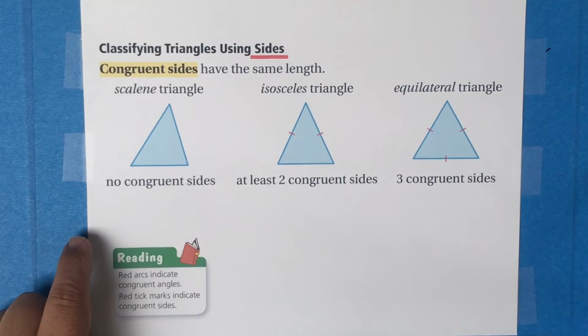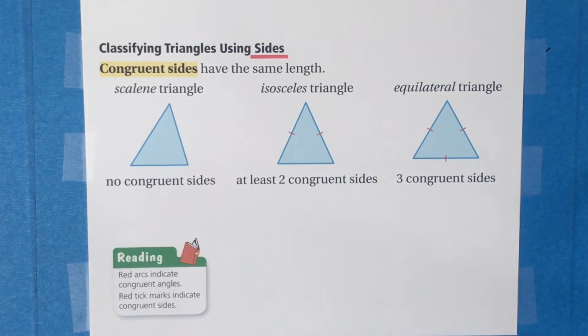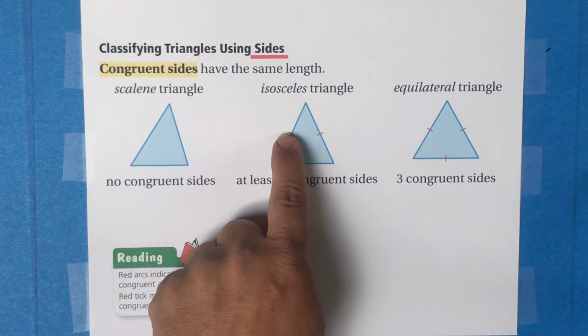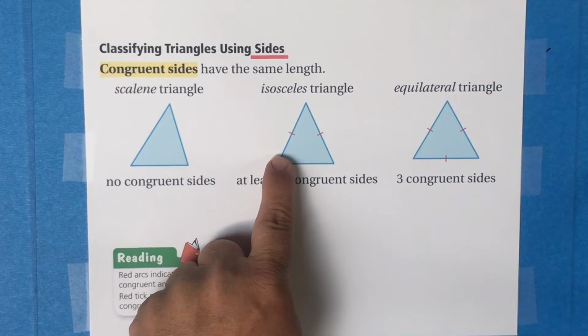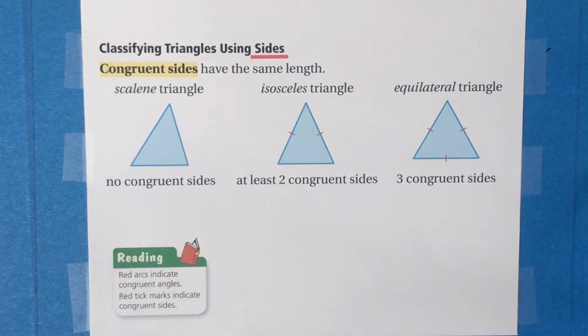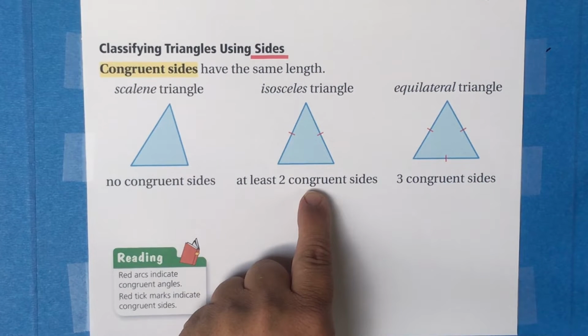No sides are the same measure. The second type of triangle is an isosceles triangle. An isosceles triangle has at least two congruent sides. So when we see here, this side is congruent or equal to the length of this side. So this is an isosceles triangle, at least two congruent sides.